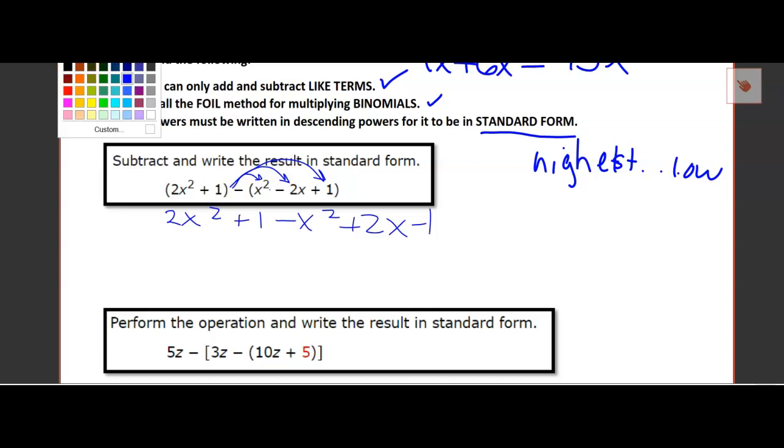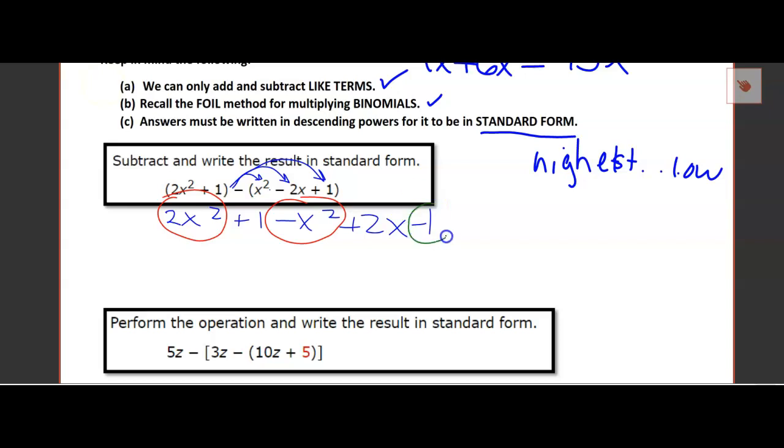Once you've taken care of that, gotten rid of the parentheses, now it's time to combine like terms. A 2x squared will combine with a negative x squared. So those two I can combine. Are there any other terms that we could combine here?